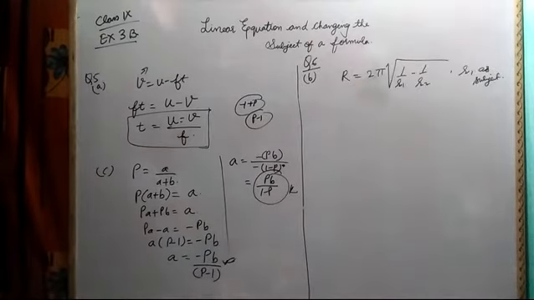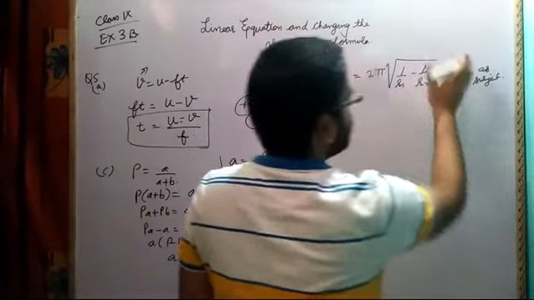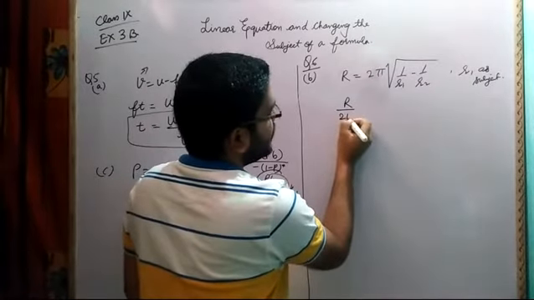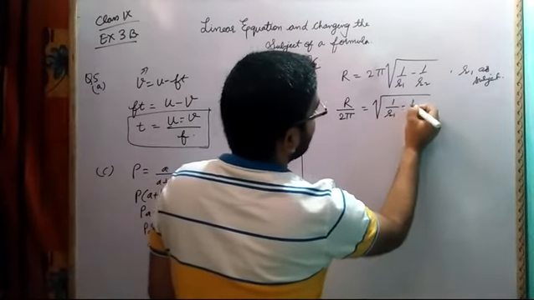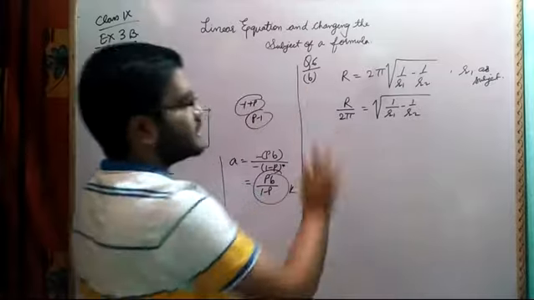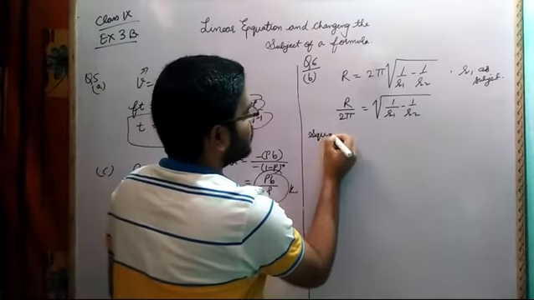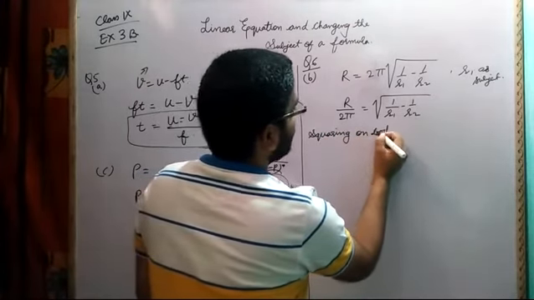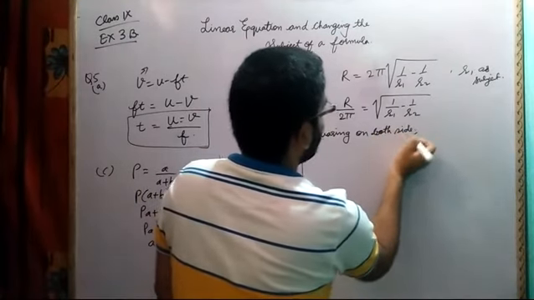Now here we have to make R1 the subject. How are we going to make R1 the subject? R1 is inside the root. So our first task is to free this root. We can achieve this by squaring. We have R by 2 pi is equal to root under 1 by R1 minus 1 by R2, right? The subject is R1 here. Now to remove this root, I have to do the squaring, so squaring on both sides.